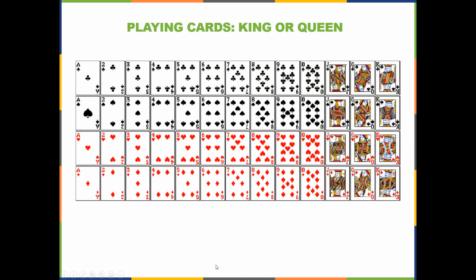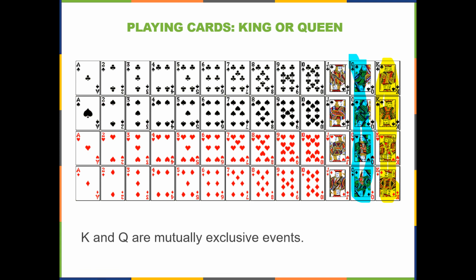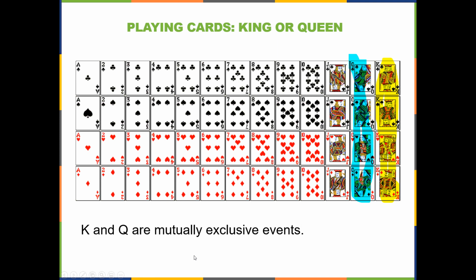Let's look at an example with playing cards where we want to calculate the probability of getting a king or a queen. And let's focus on whether or not kings and queens are mutually exclusive for a moment. There's all my kings. Here are all my queens. Do we have any overlap? No, because they're mutually exclusive events. So the probability of king intersected with queen is impossible, 0.